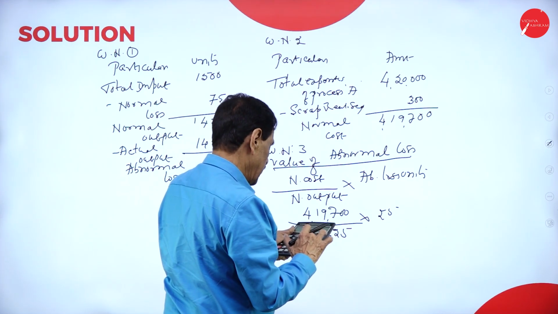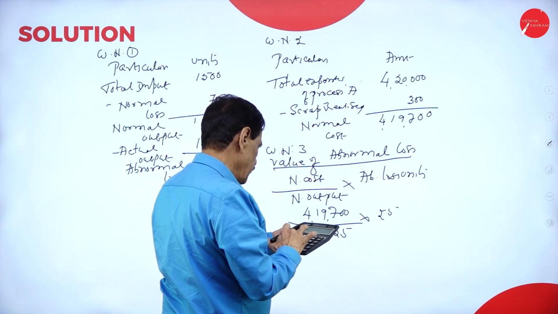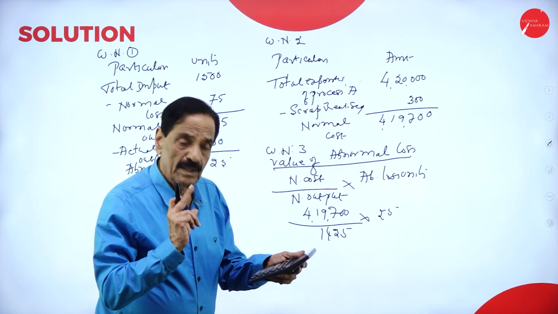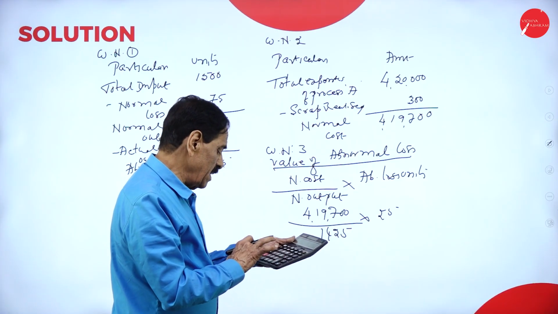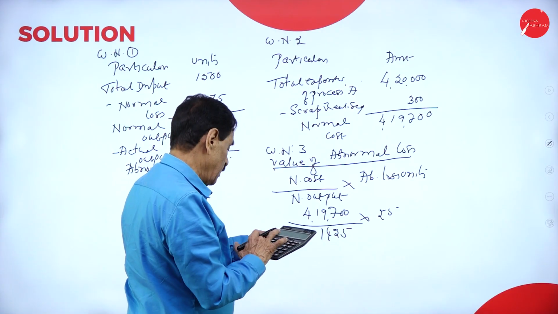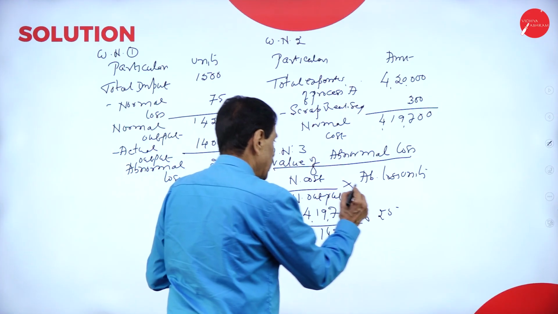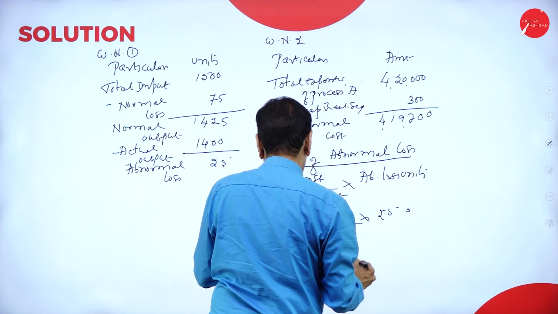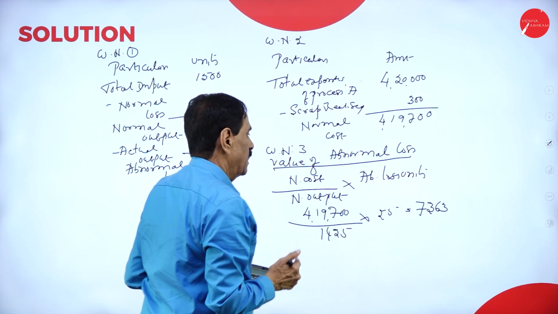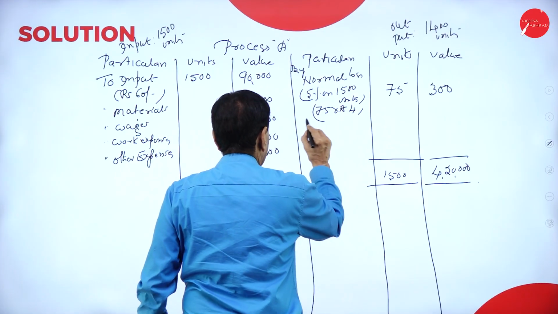4,19,700 divided by 1425 into 25. I will repeat. 4,19,700 divided by 1425 multiplied by 25 units, 7363.15. So we can take 7363. This is the value of how many units? 25 units, abnormal loss.